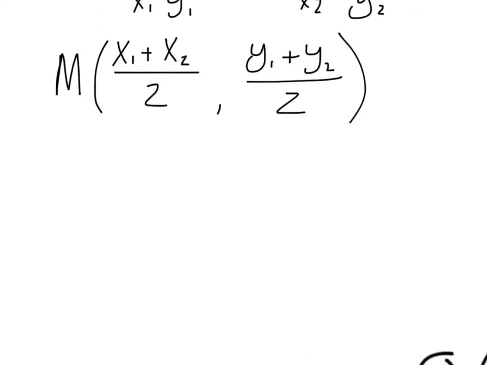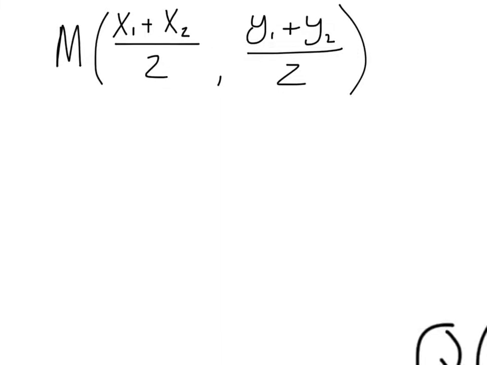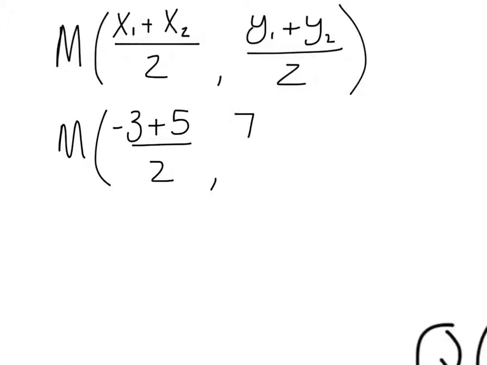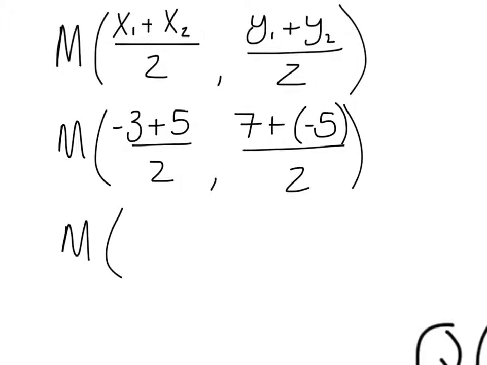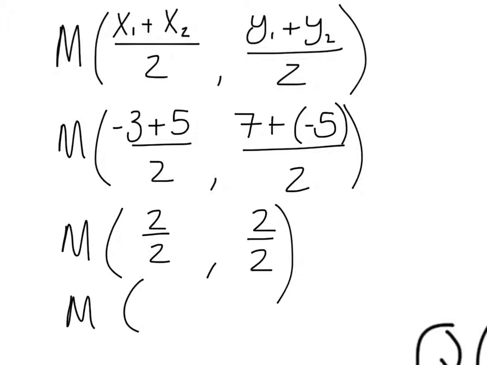So substituting our values in, we have (-3 + 5) divided by 2, and (7 + (-5)) over 2. That then gives us 2 divided by 2, and 2 divided by 2 again, which then tells us that the midpoint is the point (1, 1).